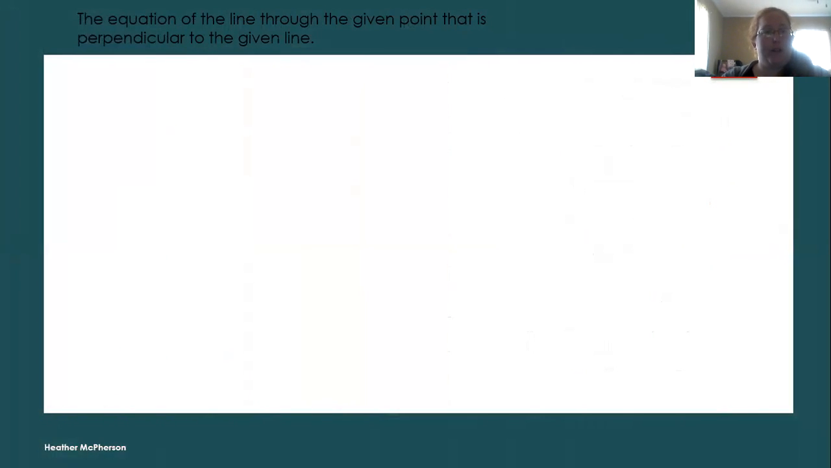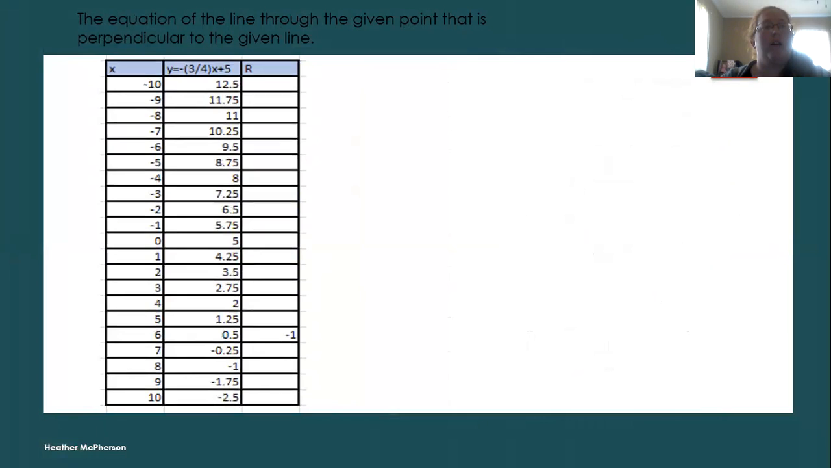Next, I want to look at the equation of a line through the given point that is perpendicular to the given line. So again, my x values are going to be -10 to +10. And my first equation is y equals -3/4 x plus 5. So we know that the original line equation is right here. And so we're going to plug in our x values into this equation, and we come up with all of these answers. Your first point that you'd plot on the graph is 0, 5.